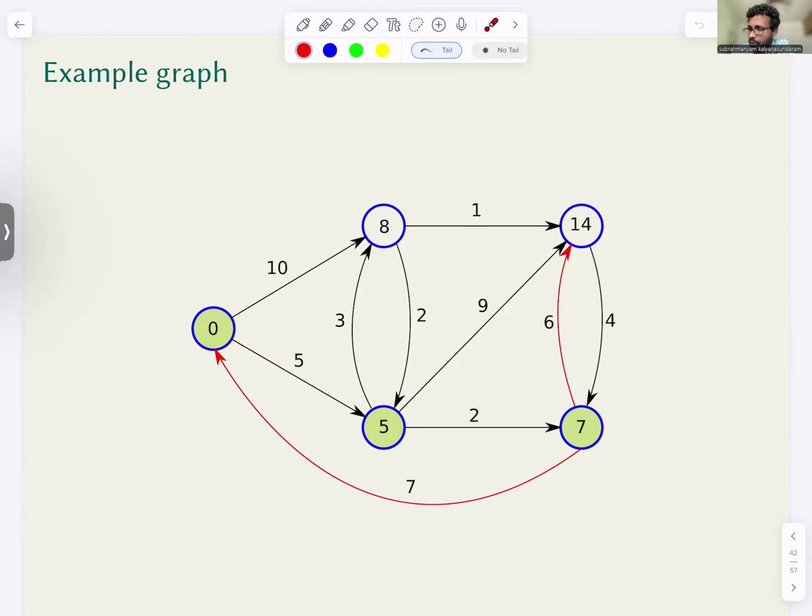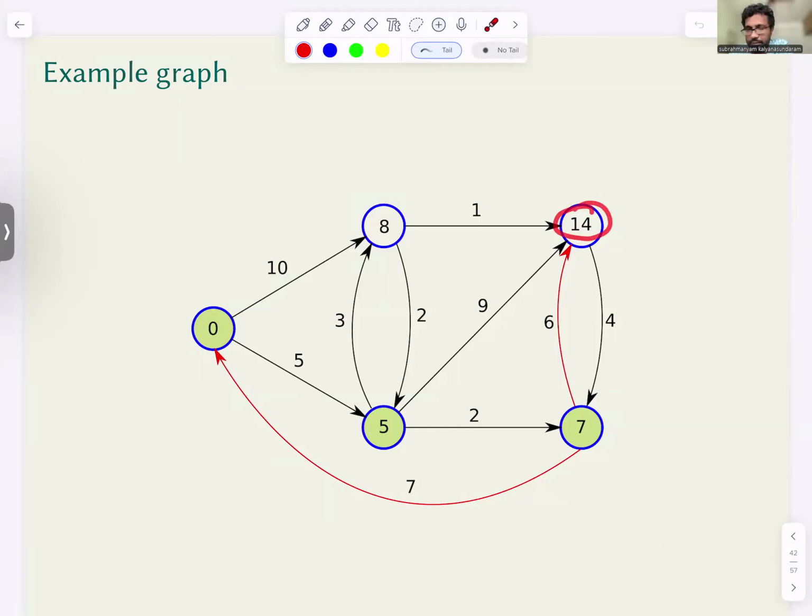So potentially both these D values can be updated, but how many actually get updated? 0 will not be updated. The source vertex will not be updated because 7 plus 7 is 14 and 14 is bigger than 0. So this will not be updated.